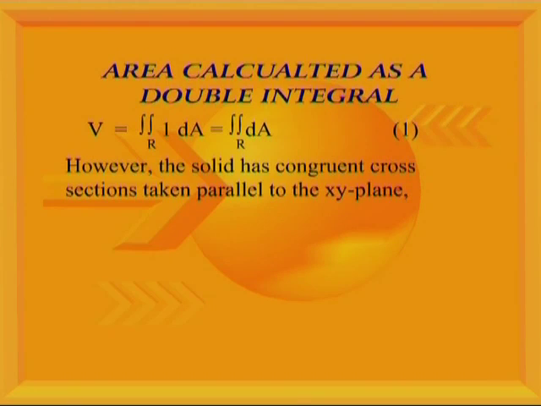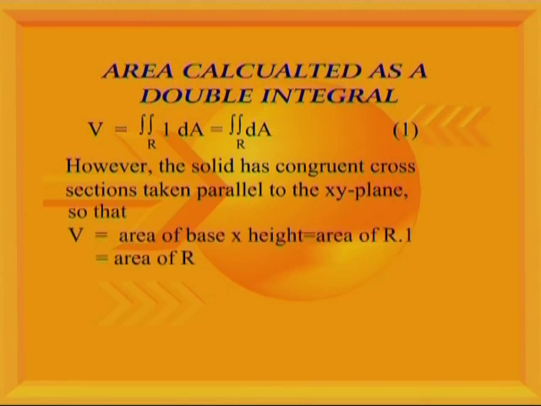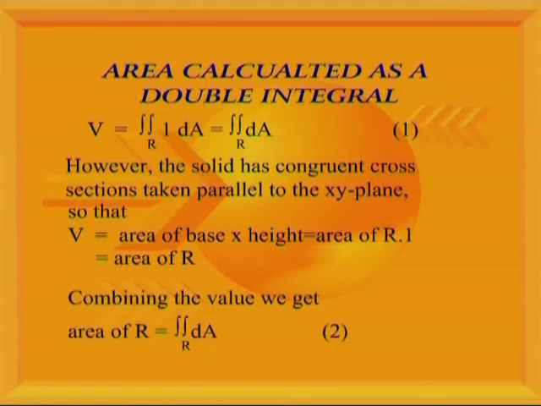However, the solid has congruent cross section taken parallel to the xy plane, so that volume is equal to area of the base into height, and that is equal to area of the region R multiplied by 1, and that is equal to area of the region R. Combining with these results, we get the formula: the area of R is double integration over the region R of 1 with respect to the area.